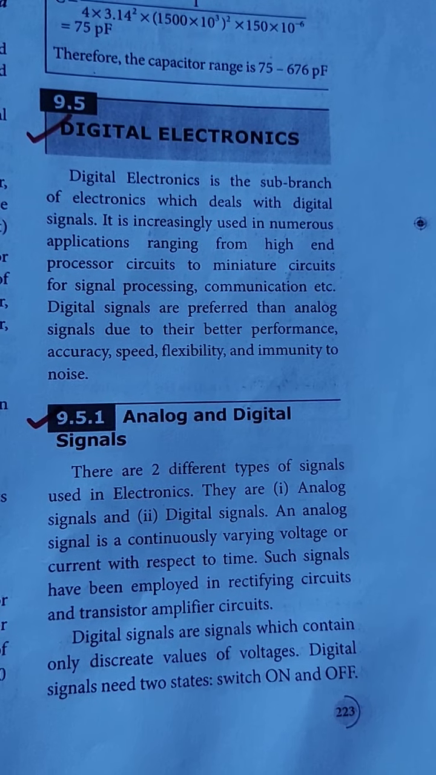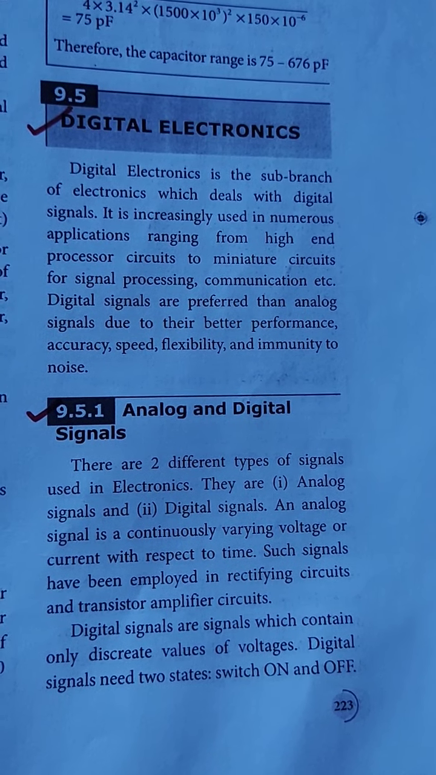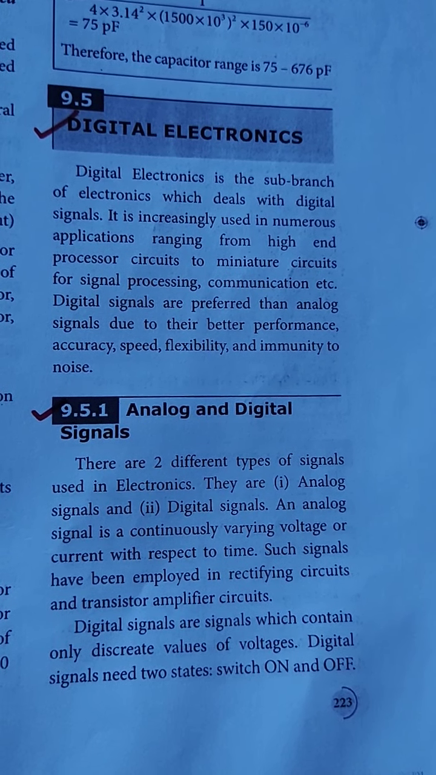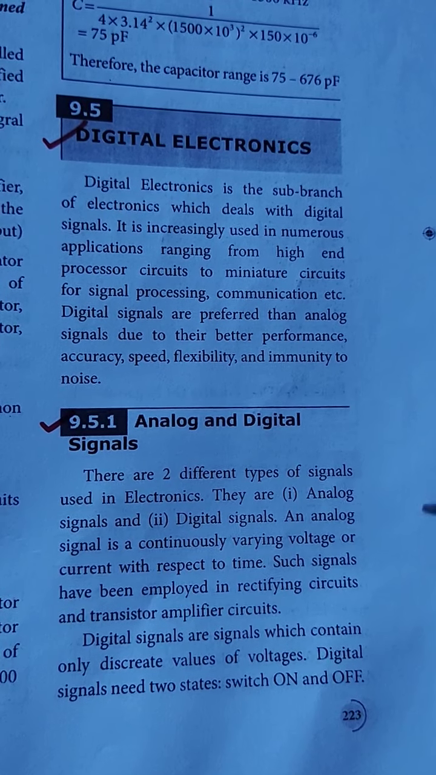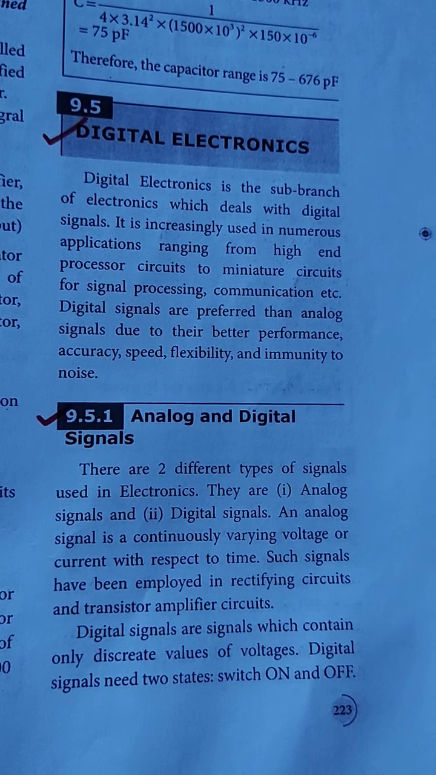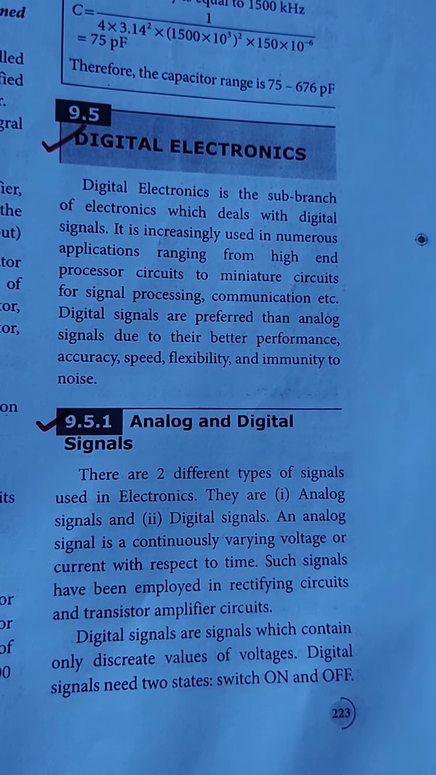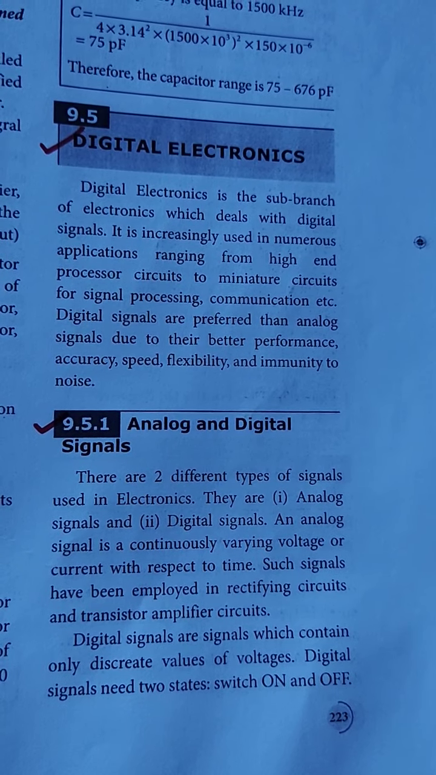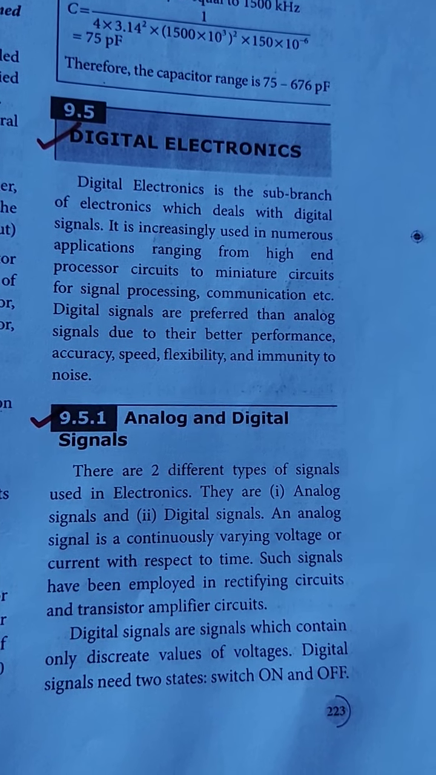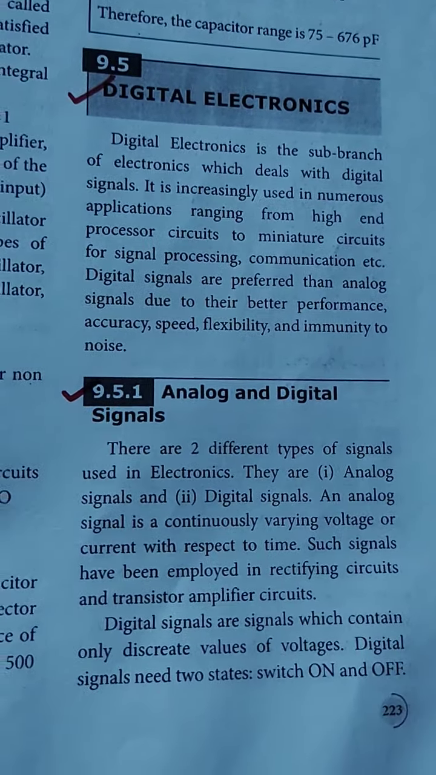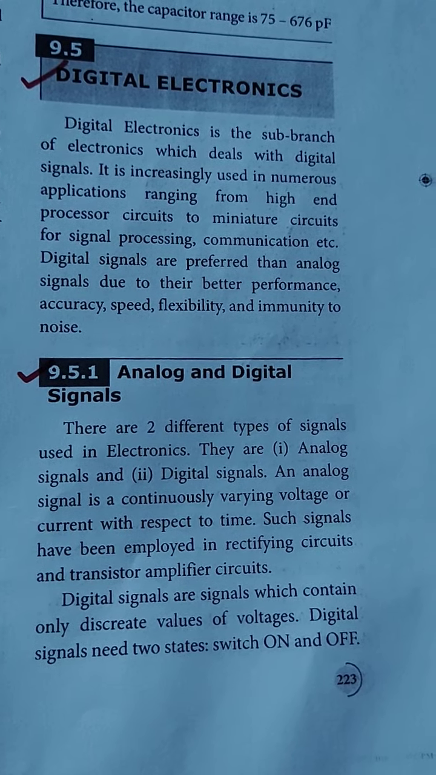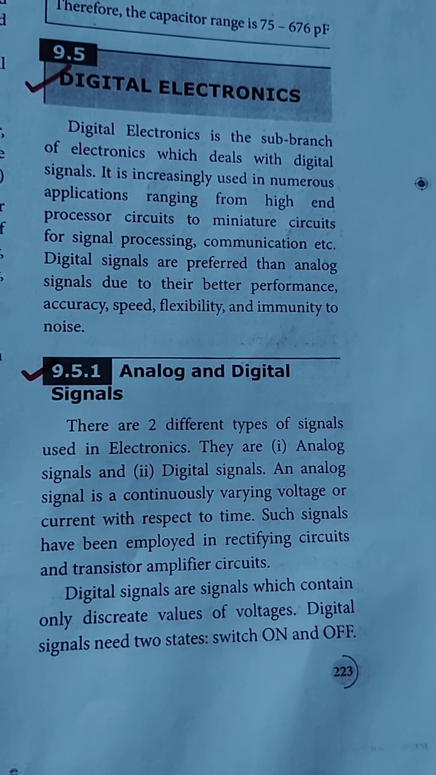And we are moving to the next topic, digital electronics. In digital electronics, electronic devices deal with addition and subtraction with the help of signals, ranging from high-end processor circuits to miniature circuits for signal processing. It gives better performance such as accuracy, speed, and flexibility against noise. In digital electronics, there are two kinds of signals, analog and digital signals.